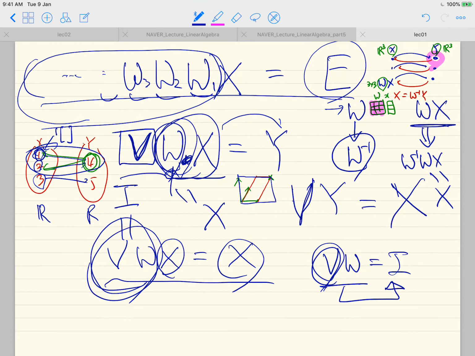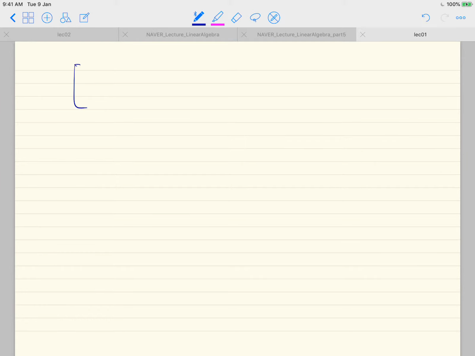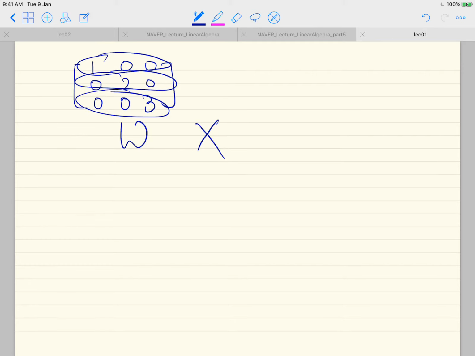Let me quickly describe how to compute the inverse matrix of each elementary operation, or each row operation. In the case of row scaling, for example, 1, 0, 0 and 0, 2, 0 and 0, 0, 3. In this case, we are scaling the first row by 1, the second row by 2, and the third by 3. When having this matrix multiplication on the left, this is the row-wise scaling, okay?